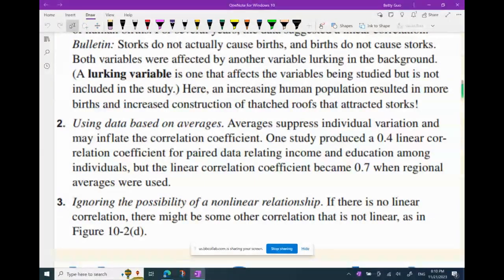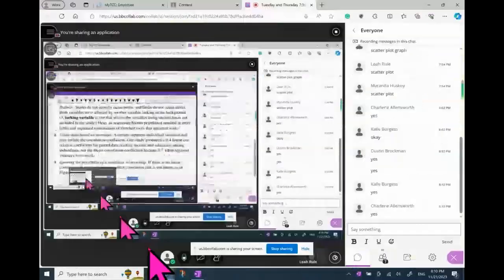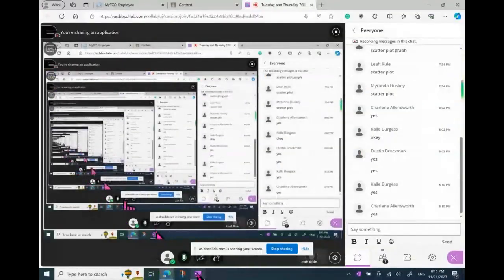When you do the research yourself and you want to find the correlation coefficient for the linear pattern, you should use the raw data, like individual data values, instead of averages. Let me know. Okay, yeah, thank you.